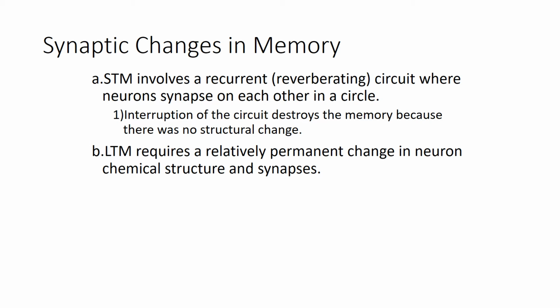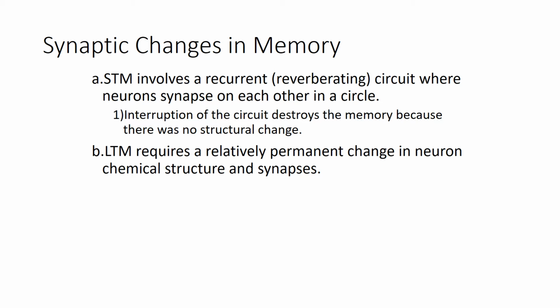In order for us to have memory and synaptic changes, short-term memory involves a recurrent circuit where neurons synapse on each other in a circle. These recurrent circuits must be maintained for some period of time, like with working memory, remembering a shopping list by repeating it over and over to get it into short-term memory. If the circuit is interrupted, that will destroy the memory because there was no actual structural change. If somebody's talking to you in the back of the car, or your favorite song comes on, then you might forget your shopping list.